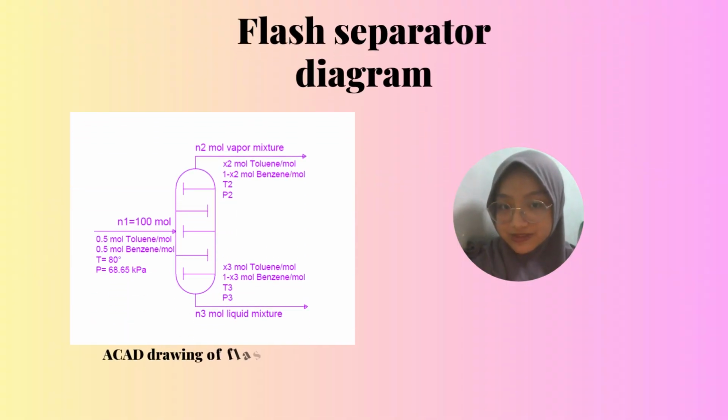So this is the process unit for our flash separator. As you can see, the toluene and benzene enter the flash separator and are then separated into a vapor mixture and a liquid mixture. In the vapor mixture, the more volatile components will have a higher mole fraction, and in the liquid mixture, the less volatile components will have a higher mole fraction.